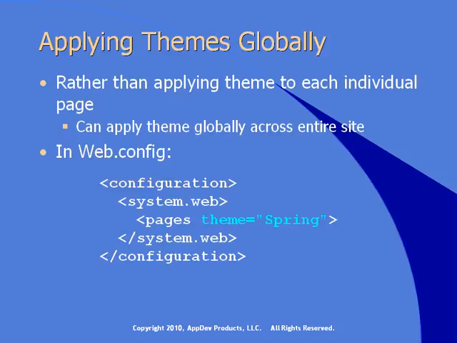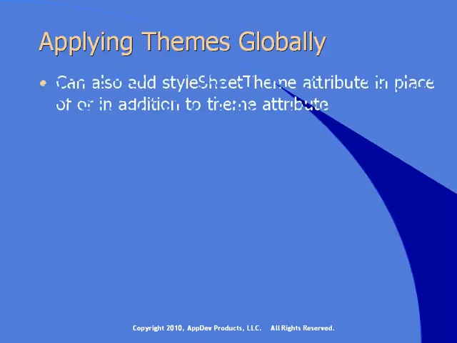Of course, you can then override this theme for any given page if you want to, but that sort of spoils the point. If you're looking for consistency, you want every page in your site to use the same theme. And this is how you set it up. Obviously, there will be more stuff in your web.config file, but this marks out a map to where you need to add that Pages element with the theme attribute. You can also add the Style Sheet theme attribute in place of, or in addition to, the theme attribute.